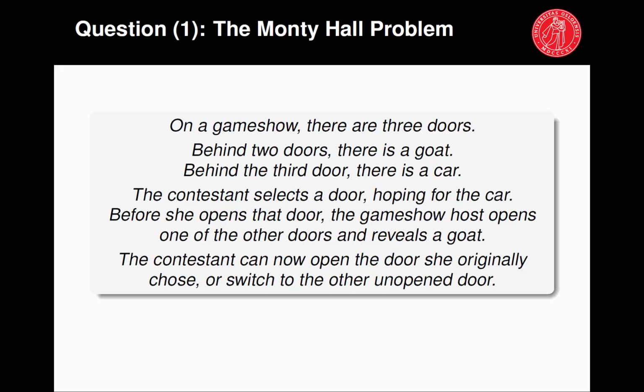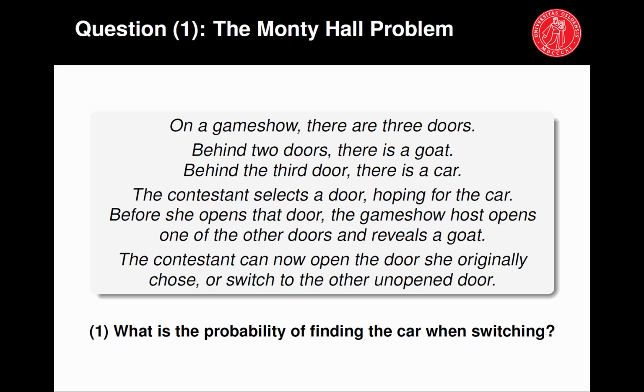And now the player, the contestant, has the choice of opening her original door or switching to the other unopened door. And I'm asking, what's the probability of finding the car when switching? Is that a good strategy or not? And with what probability will there be a car behind the unopened door? So all you write down is one number. It can be a decimal. Is it 1/10 or a half?